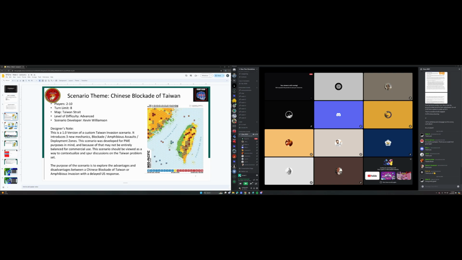And so you can see I told them it introduces 3 new mechanics: a blockade mechanic, amphibious assaults, and deployment zones. And then I also tell them that it's developed for professional military education purposes in mind. That way nobody thinks that it's supposed to be some CSIS analytical next gen type scenario or something. It's just purely for fun. And then I also tell them at the end that the scenario should be viewed as a way to contextualize the discussion surrounding the Taiwan problem.